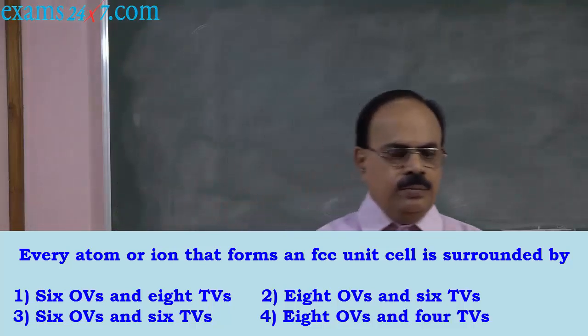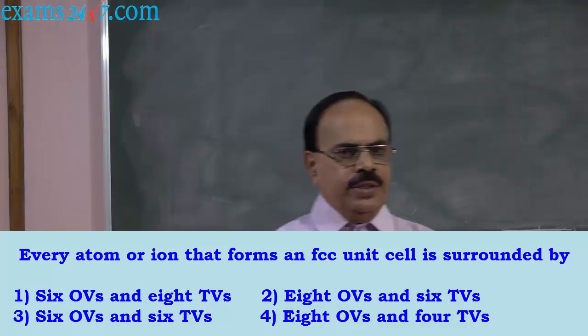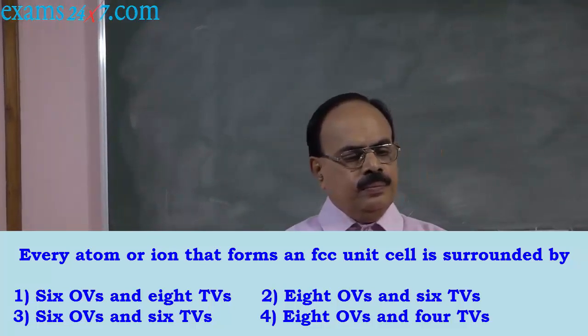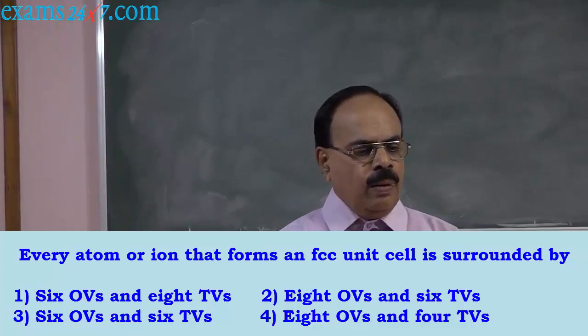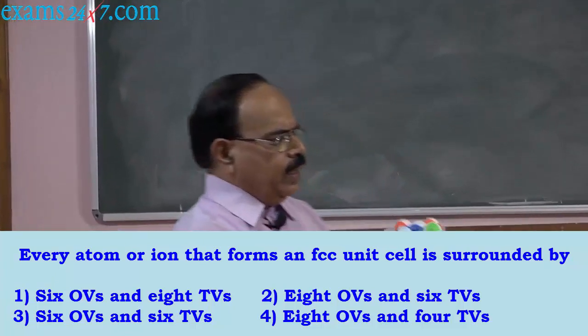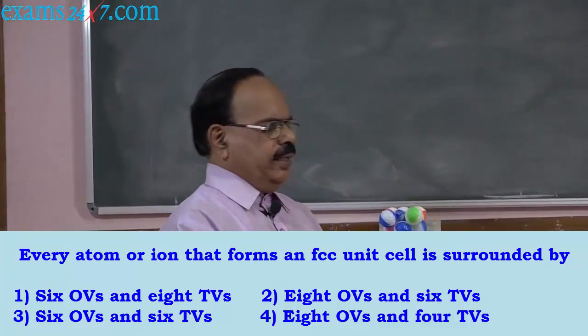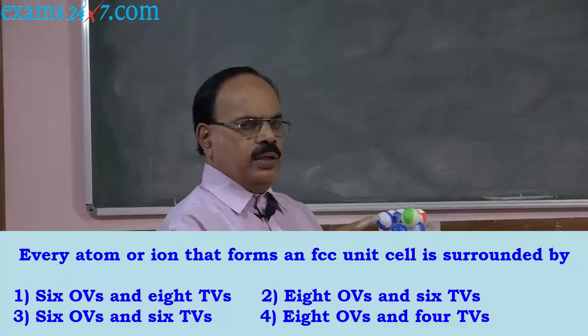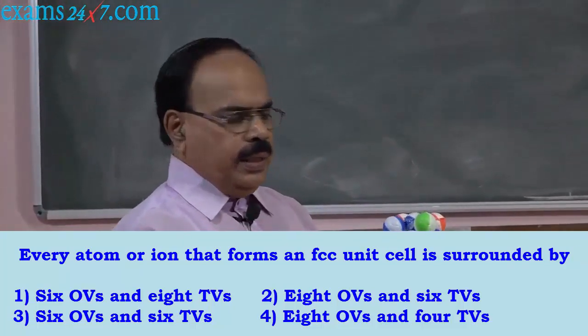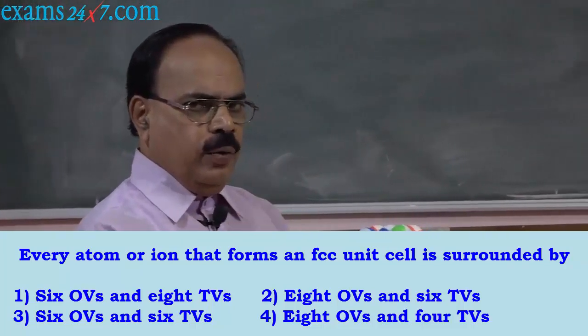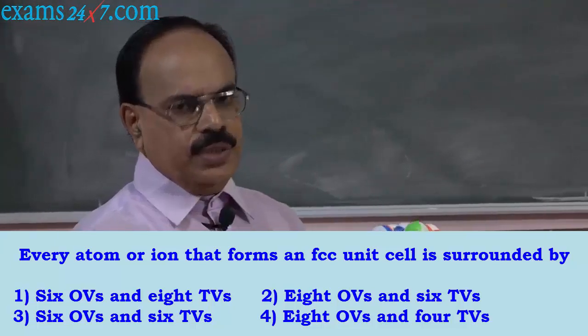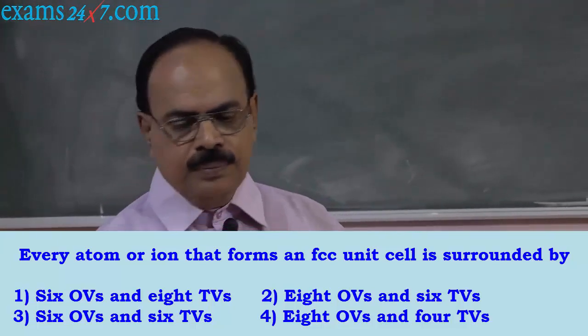We'll consider now the FCC unit cell. You can consider any atom. Every atom means any atom you can consider. Let us consider this corner atom. It is surrounded by how many tetrahedral voids and how many octahedral voids. That is what is asked.